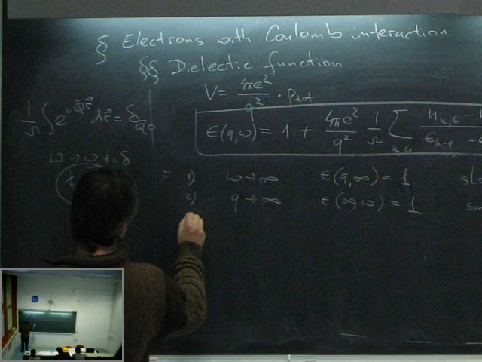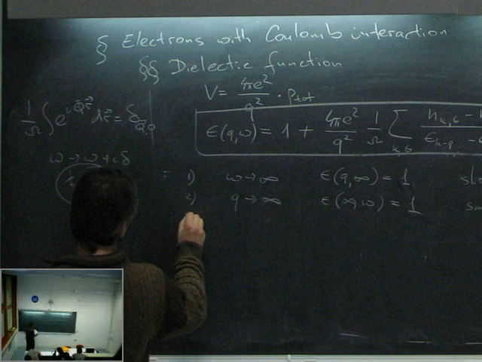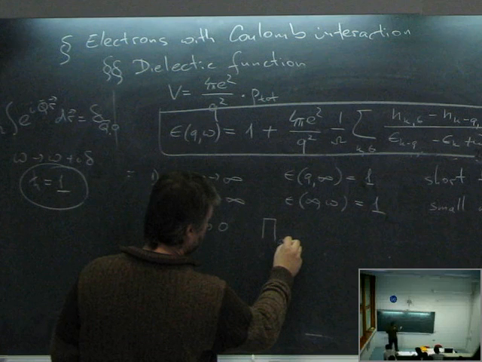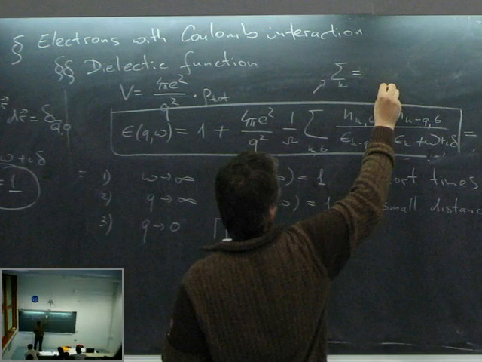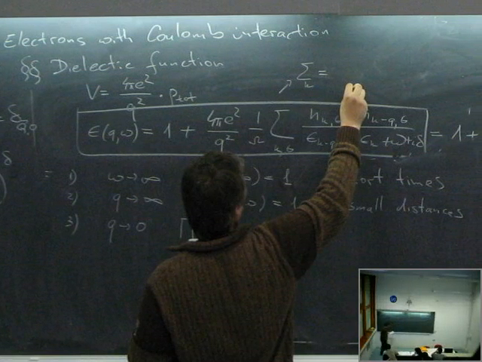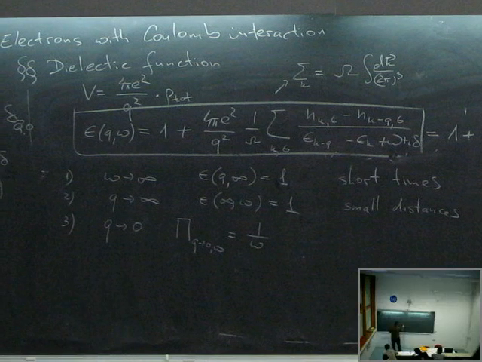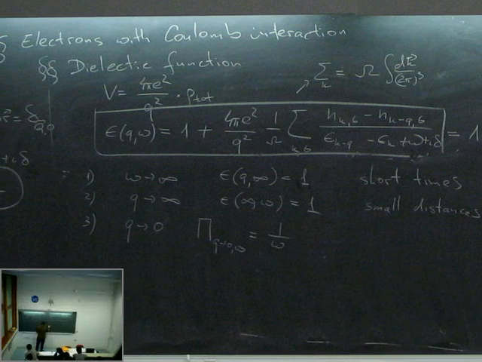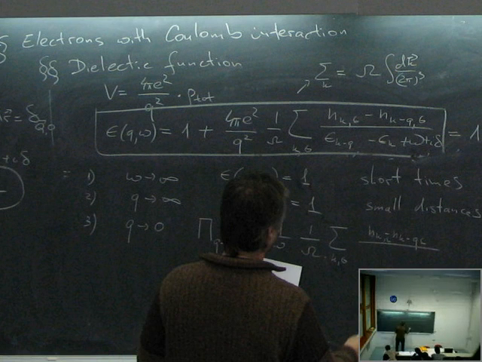Let's take q goes to zero, but omega finite. So then, I will consider pi as q goes to zero, omega, from which I will take out 1 over omega. And here, instead of summation, you remember that sum over k should be replaced by volume times integral over dk over 2 pi cubed. I take out one of volume, I will put 1 over volume here, and this is sum over k sigma, n k minus n k minus q sigma, 1 plus epsilon k minus q minus epsilon k over omega.